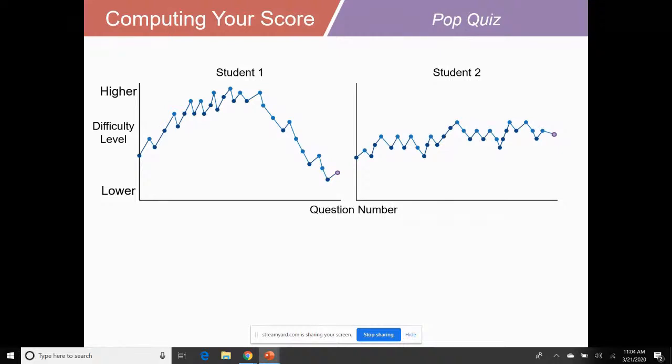Perfect. Computer adaptive test, meaning that the test gives you harder questions as you get questions correct, easier questions as you get questions wrong. I just want a check to see our understanding of that mechanism. Which of these two profiles would result in the higher score? One or two? Student one, they reach very, very high difficulty levels, but do tail off at the end. Student two never reaches the heights of student one, but also never tails off at the end. Who receives the higher score?